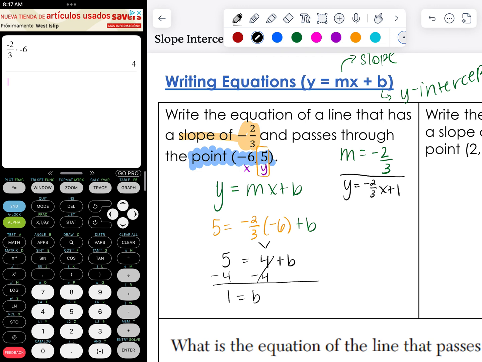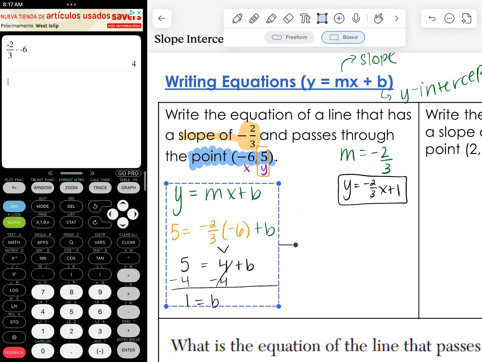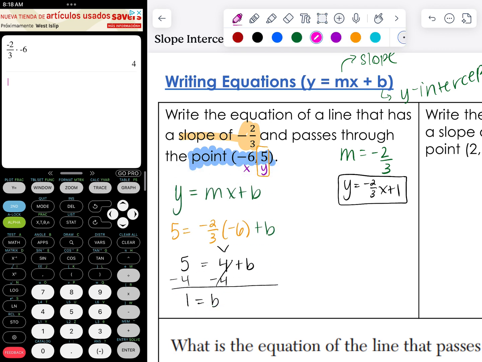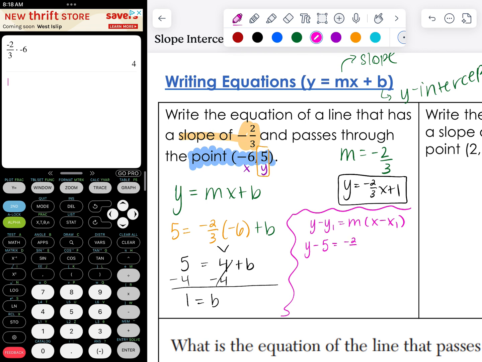plus 1. Okay, I will show you the other way that you could do it if you wanted to use the point slope form to help you. So what I'm going to do, I'll just move this over so I have a little more space so I could just show you the other option. What you could do is, we know our formula, y minus y1 equals m times x minus x1. Okay, I could take my coordinate and say, okay, y minus 5 is equal to negative 2/3 times x. Now, since it's minus, but it's a negative 6, that's going to become a plus 6.